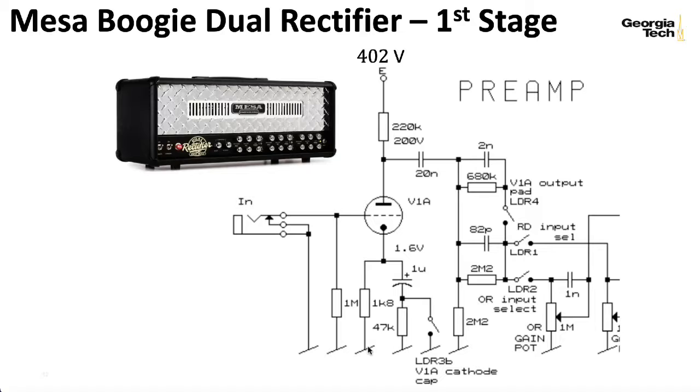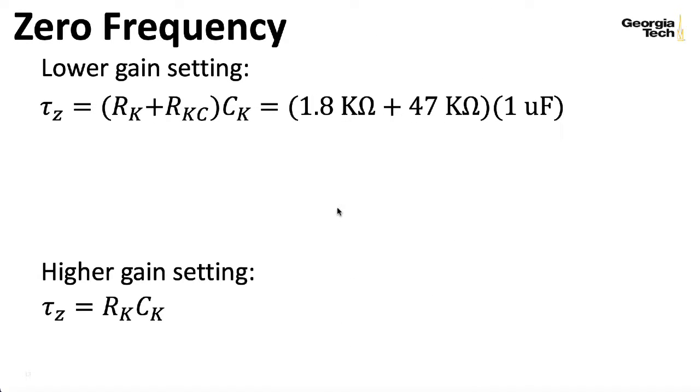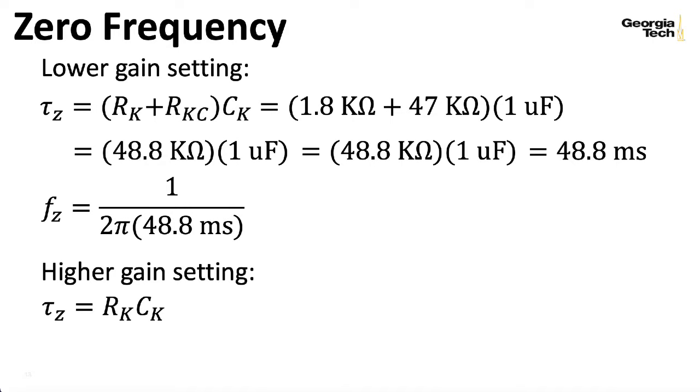That will give us higher gain. So, in the lower gain case, we add these two resistances at the cathode together, multiply it by that cathode capacitor, and we wind up with a time constant of something like 48.8 milliseconds. And if I take the reciprocal of that and divide by 2 pi to get an answer in hertz, I get a corner frequency for the 0 of 3.3 hertz. So that's well below any threshold of hearing that we are worried about in any way.